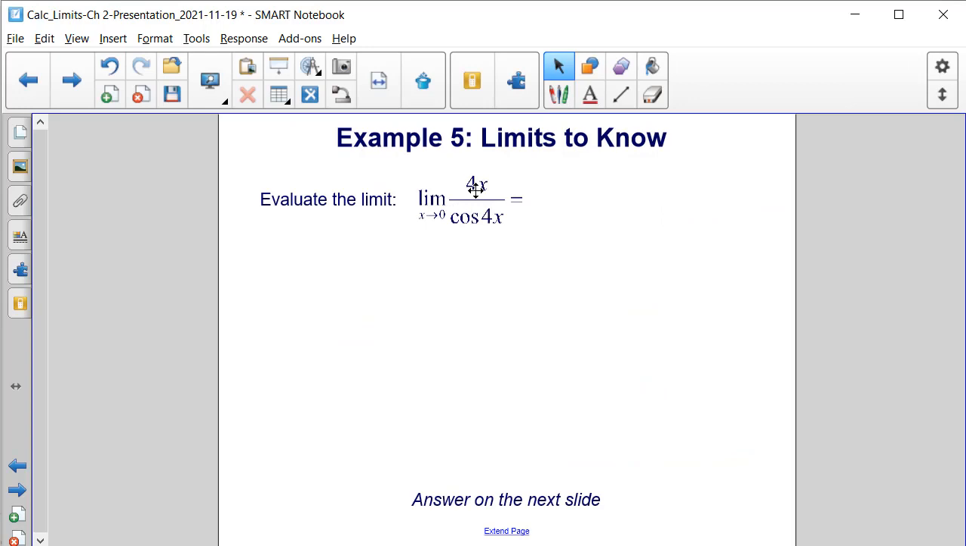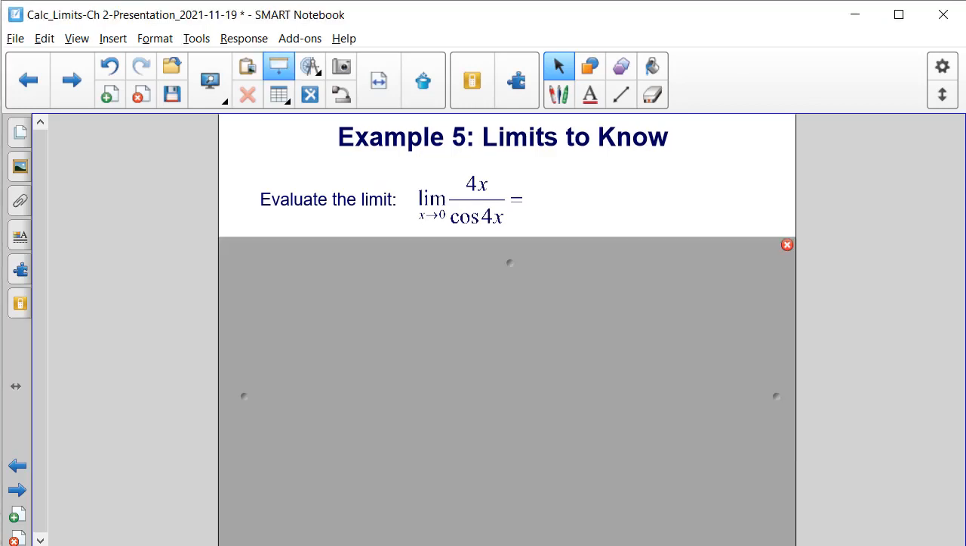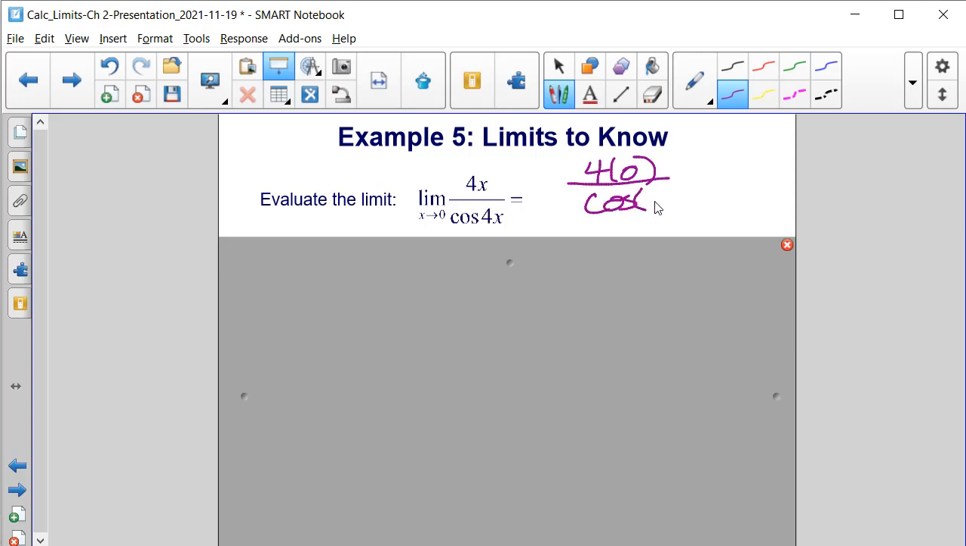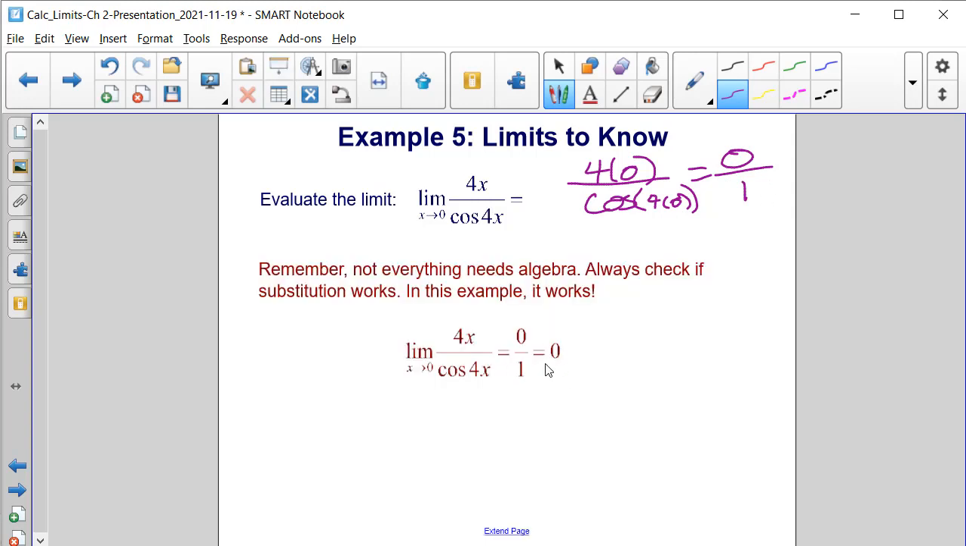Evaluate the limit: the limit of 4x divided by cosine of 4x as x approaches 0. Now this function that we're trying to take the limit of doesn't really resemble any of the limits that we have fully defined. So let's see if direct substitution works here. We have 4 times 0 over the cosine of 4 times 0. That numerator will be 0. And if we evaluate the angle, 4 times 0 is 0, and the cosine of 0 is 1. So we can evaluate it to get a final answer of 0.